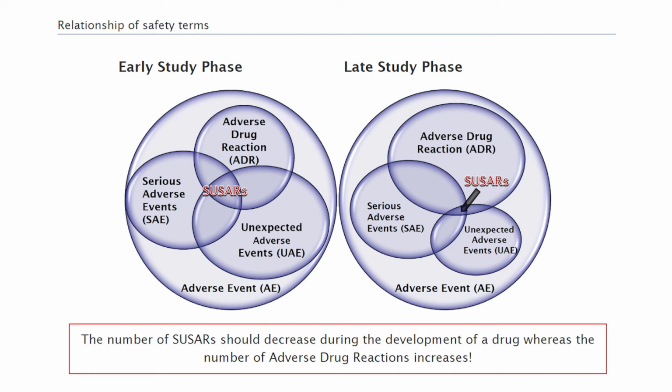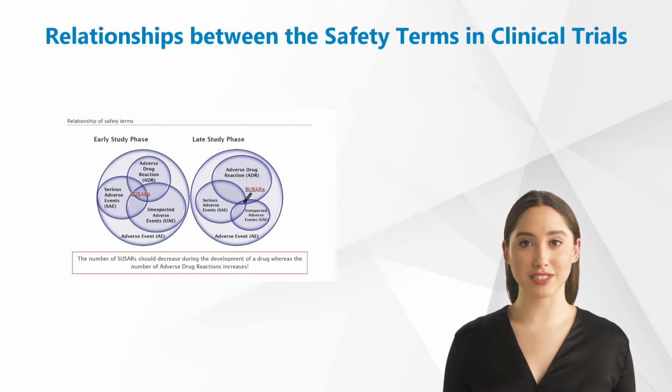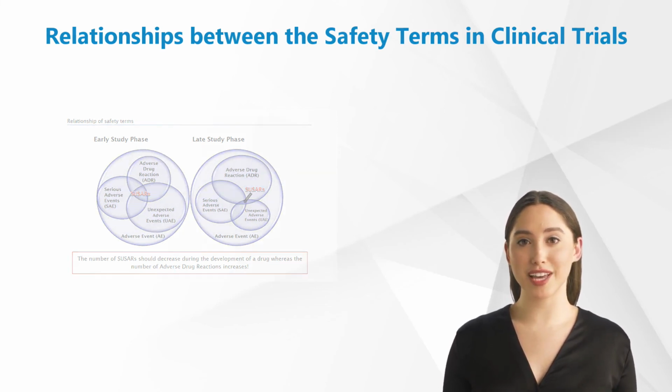The number of drug reactions increases because the sponsor usually learns more about the drug during each project, whereas the number of unexpected adverse events decreases due to the fact that most adverse drug reactions have already been experienced. This is also the reason why you can expect much more SUSAR reports within a phase I study compared to a late-phase phase III study. Keep these relationships between the safety terms in mind when looking at your clinical trials.